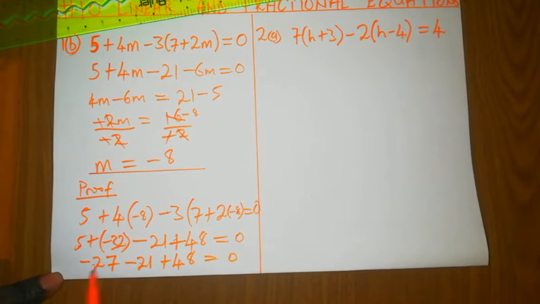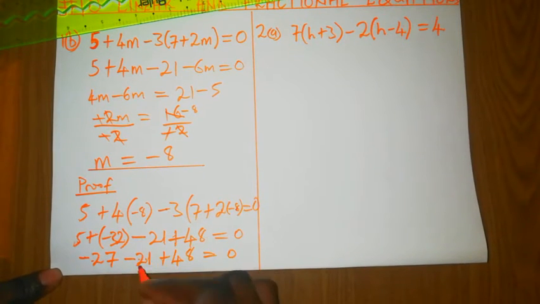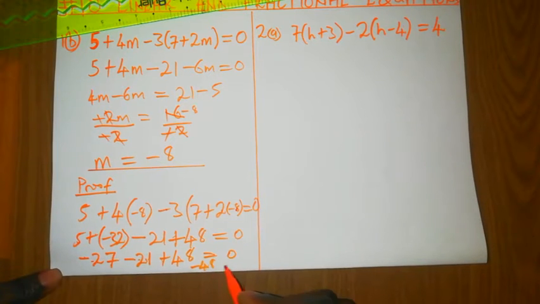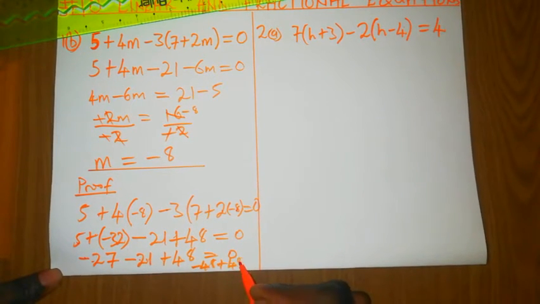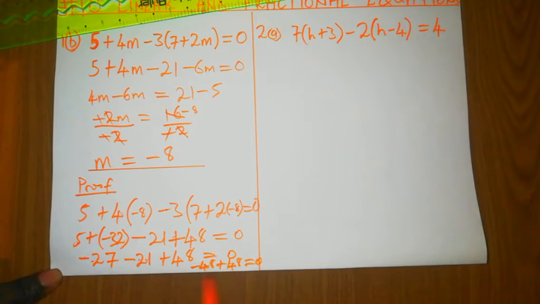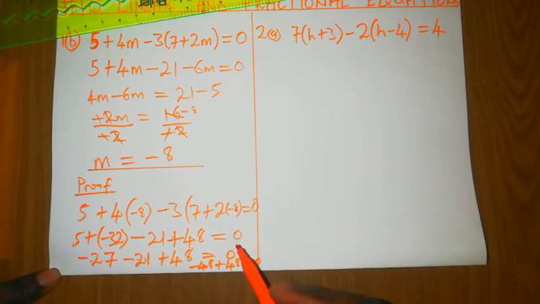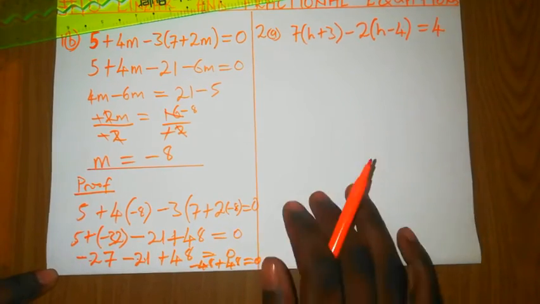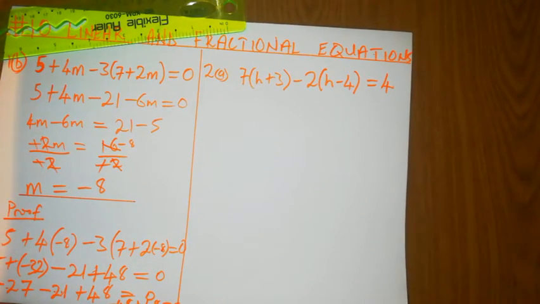Then in this case, minus 27 minus 21, that's what? That's minus 48. So I'm going to have minus 48 plus 48. That's equal to 0. So that's how you determine that this is correct. So your proof is supposed to indicate that whatever is found on your left hand side is the same as what is found on your right hand side. So that's the way you prove your equation.